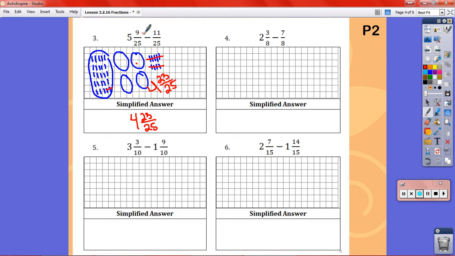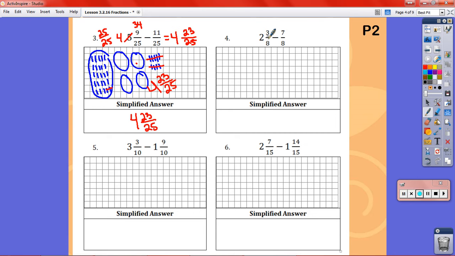So when I show that with numbers, I need to borrow 1 because I can't take 11 away from 9, so I borrow a whole. So now I have 4 wholes. 1 whole is the same as 25 out of 25. So if I add 25 to the 9 pieces that I have here, I get 34 pieces. So it's 4 and 34. So let's go ahead and do 34 minus 11 is 23. And those are 25ths. 4 minus nothing, because there's no other whole numbers, is 4. So we get 4 and 23/25.